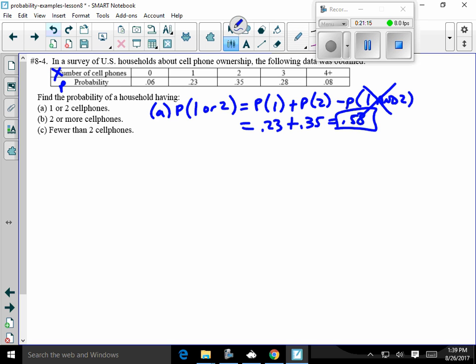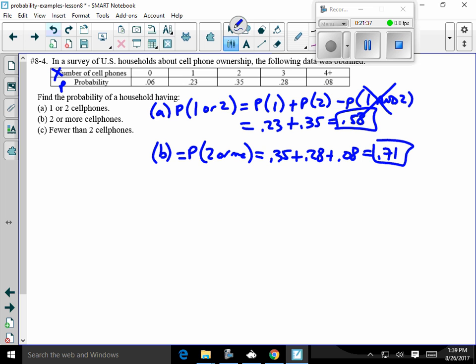So this is just simply adding up the probabilities they gave us. We don't have to use any standardized model at all because they gave me the model. Probability of 2 or more cell phones, 2 or more, just means we're going to add the 2 case, which is 0.35, to the 3 case, which is 0.28, with the 4 or more case. You just add those numbers together, and you get 0.71.